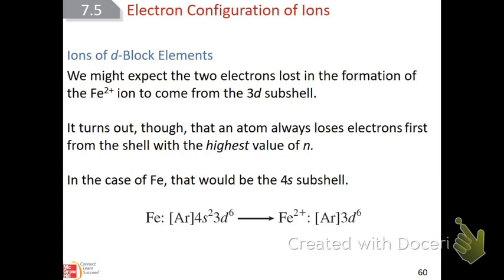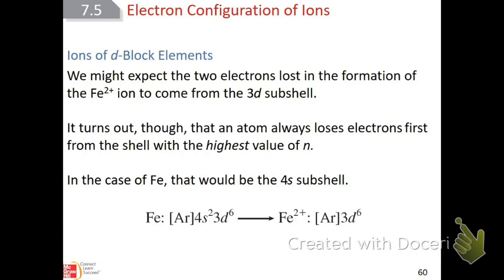But what about the d block? Here are the d block elements. This is section 7.5 in your text. Where do they lose their electrons, their outermost electrons, from? It turns out they don't lose them from the d's. They lose them from those 4s's.